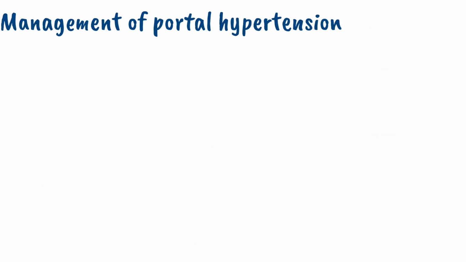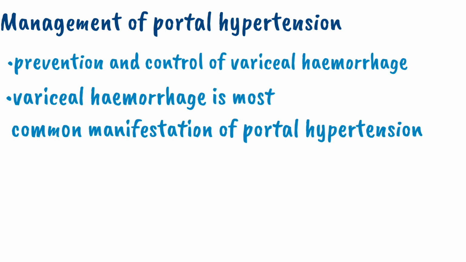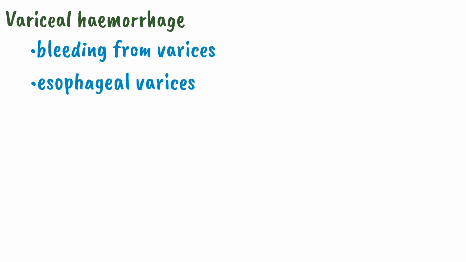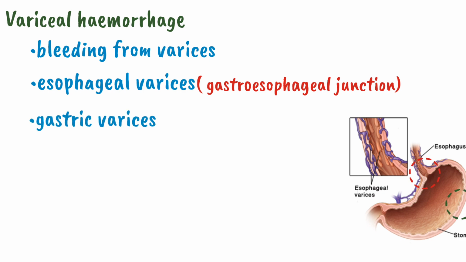The management of portal hypertension is largely focused on prevention and control of the variceal hemorrhage. The variceal hemorrhage is the most common manifestation of portal hypertension. So whenever we aim at the treatment of portal hypertension, we aim to prevent or control the variceal hemorrhage. By the variceal hemorrhage, we mean bleeding from varices, predominantly the esophageal varices, which lie at the gastroesophageal junction, and gastric varices, which are located in the fundus of the stomach.